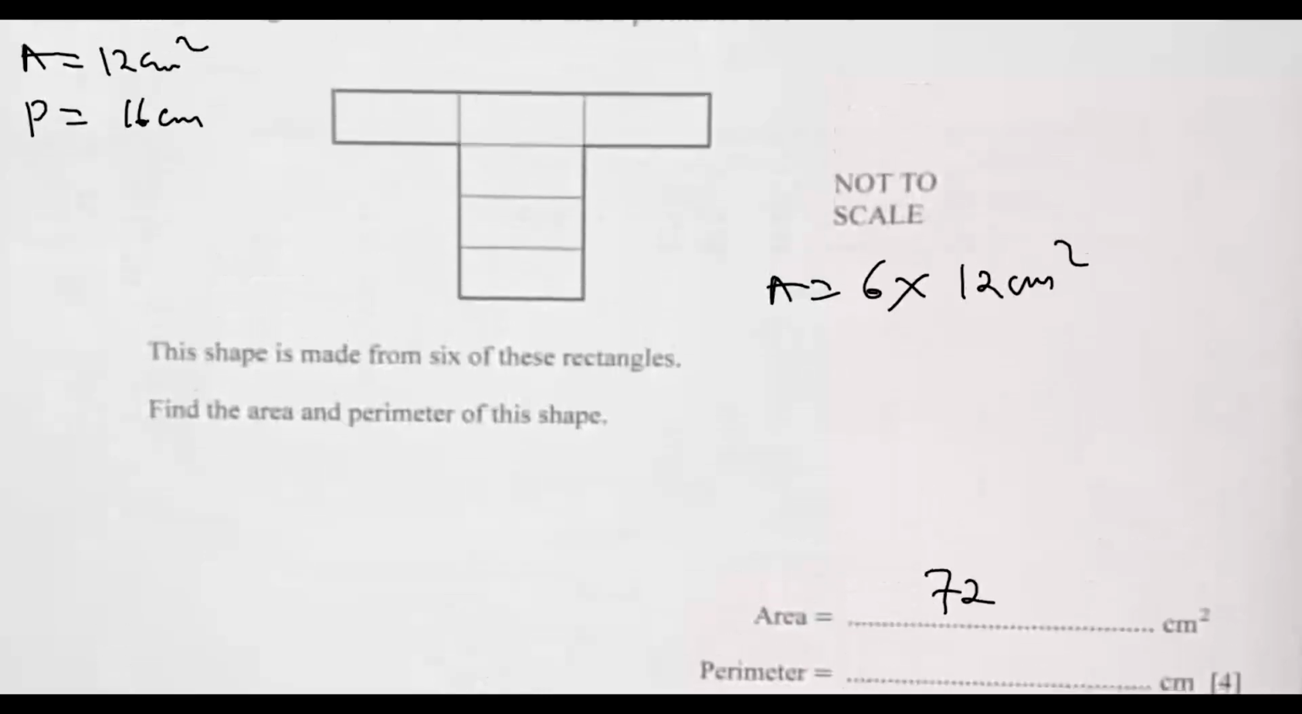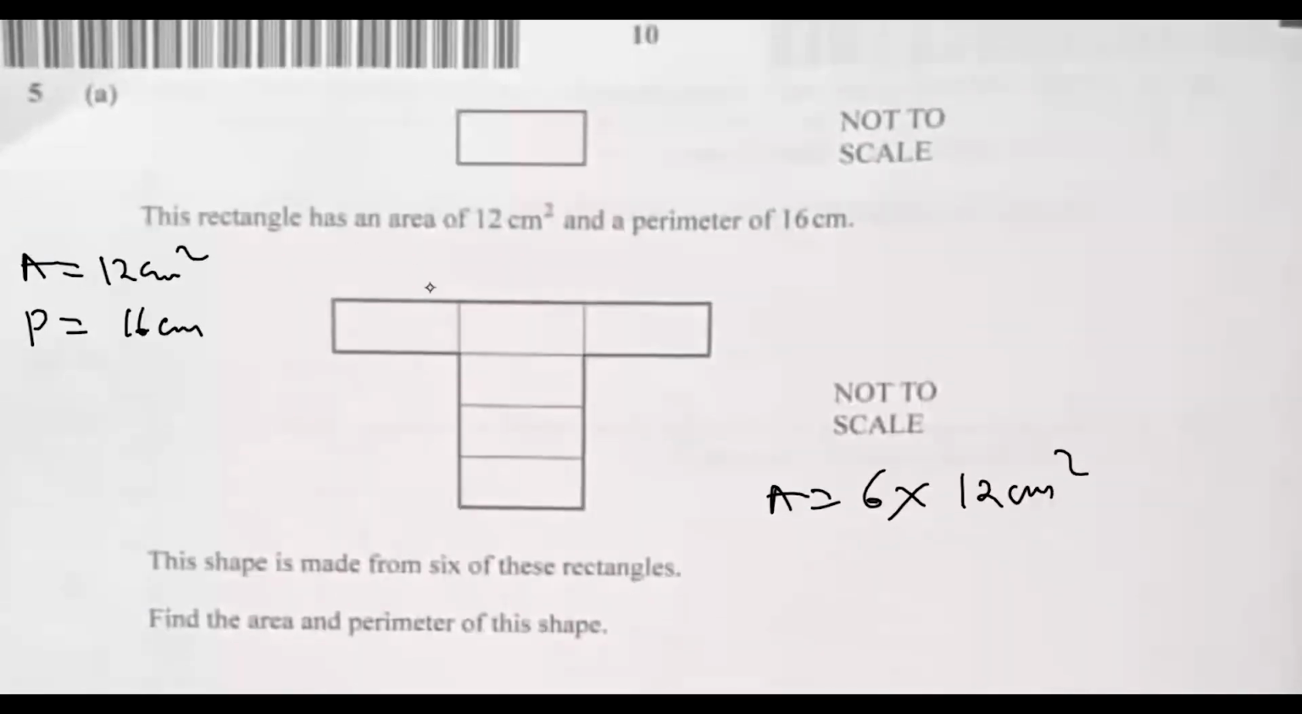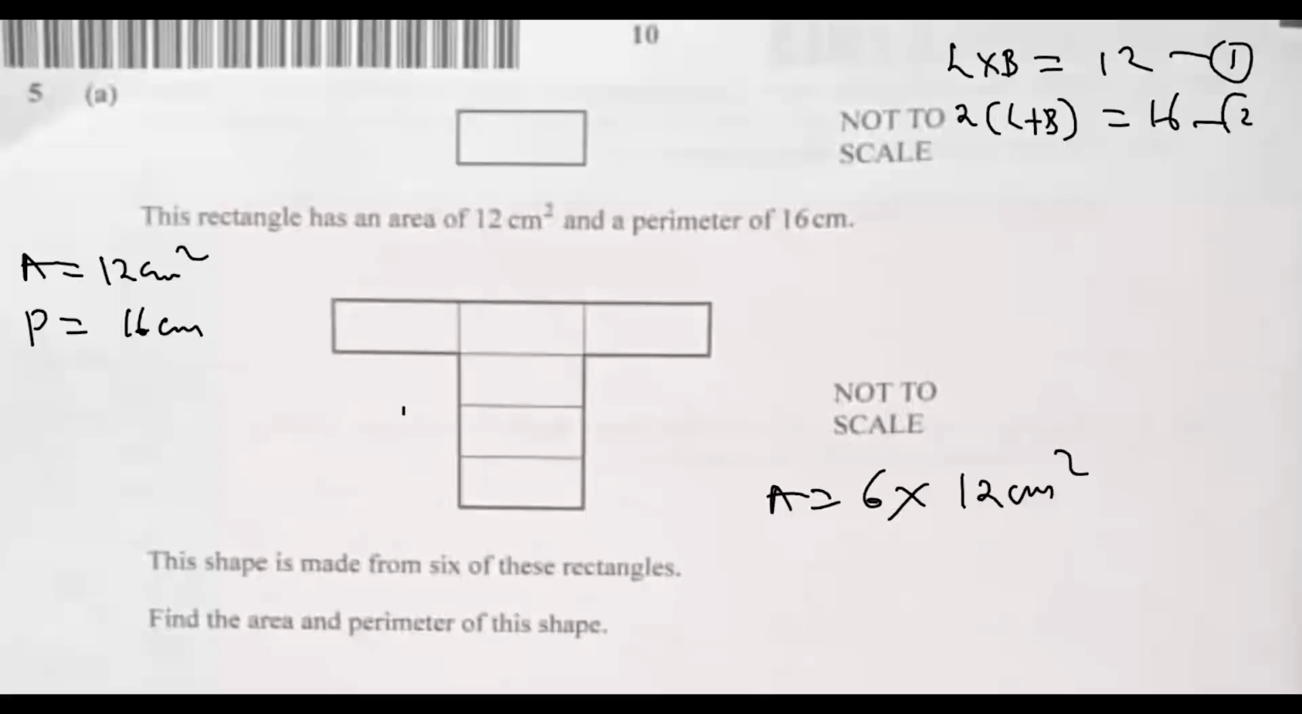And for the perimeter, we need to find the values of the length and the breadth, so that we can add all the distances around this shape. To do that, we need to form a simultaneous equation. Let's write length times breadth, that's LB, that's the area, equals 12, and the perimeter 2 into L plus B equals 16. You can call this equation 1, and this equation 2.